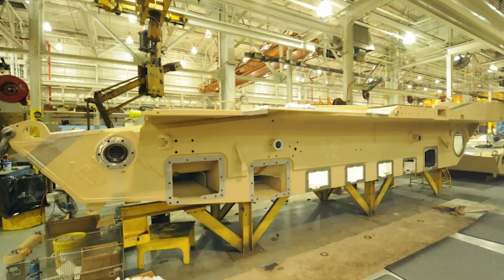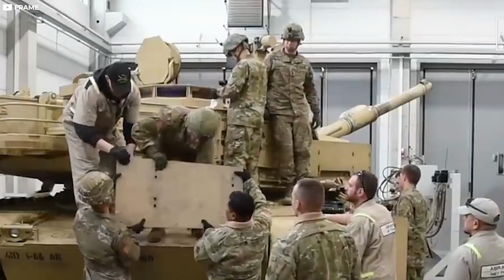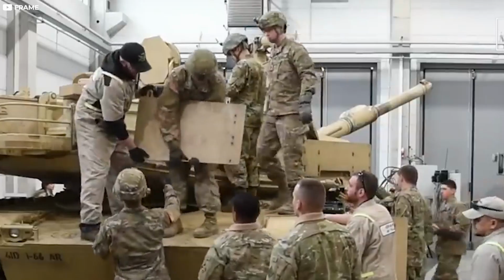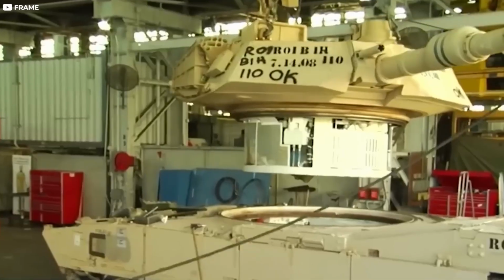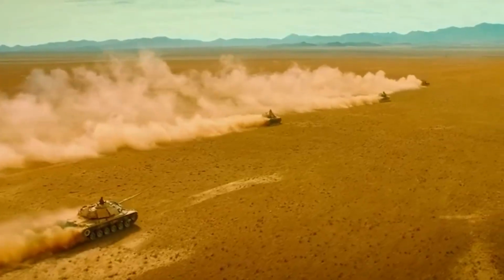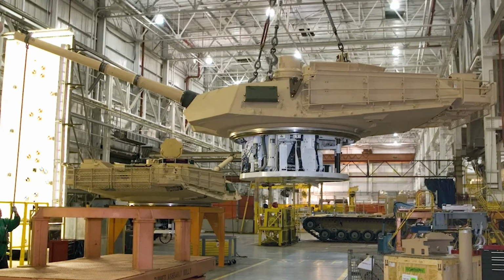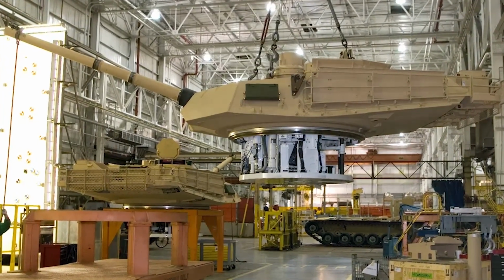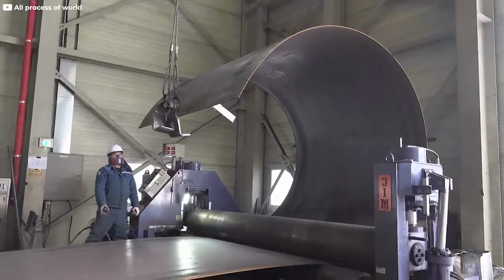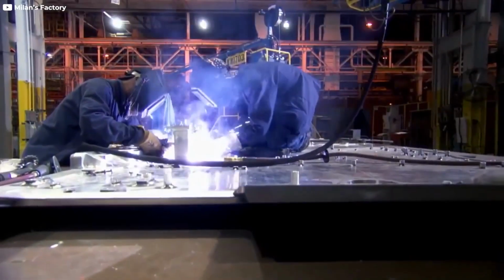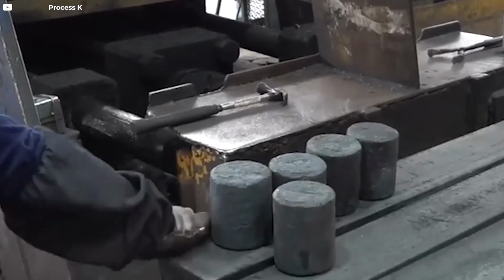The raw materials used in tank production are as crucial as the design itself. The resilience, durability, and overall performance of a tank depend heavily on the quality of materials such as high-grade steel, advanced composites, and specialized alloys.